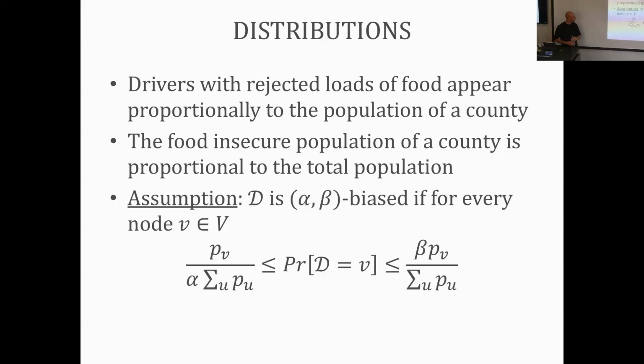So I'll call a distribution alpha-beta biased if it's within a 1 over alpha or beta factor of the true proportional. So the probability that the distribution samples a node V is within 1 over alpha beta of the true proportional probability: the node's food insecure population over the total food insecure population. I'll call this distribution alpha-beta biased.